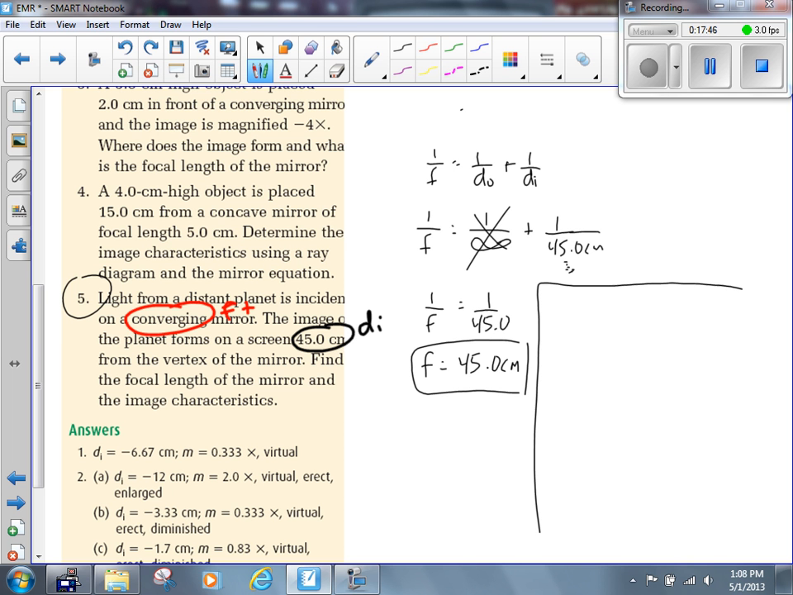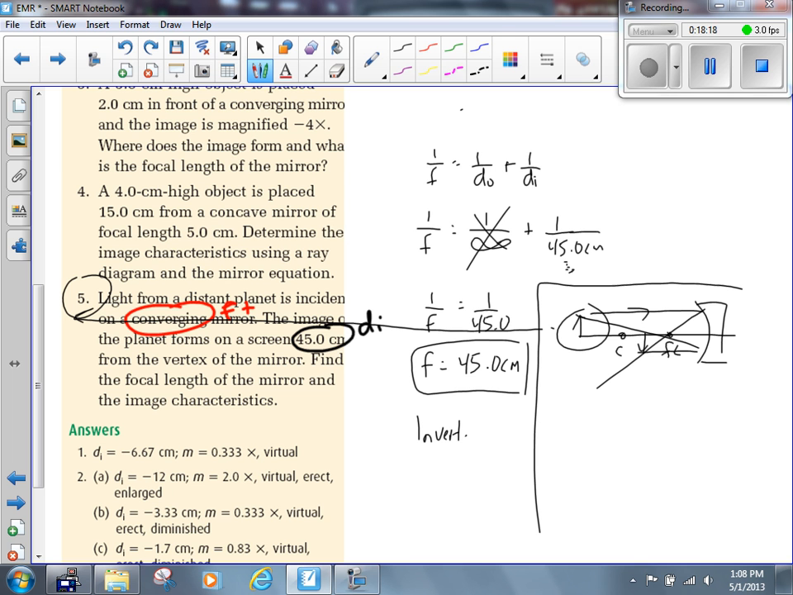What about the characteristics now? If we draw a ray diagram for a mirror where we have this as our focal point, this is our center of curvature, and this is our object, we produce an image that's inverted. If we bring this object way out here, we're still going to produce an inverted image. If we bring this object way, way out to where this planet is, then we're still going to produce an inverted image. As long as we're beyond twice the focal length, the center of curvature, the image will be inverted.